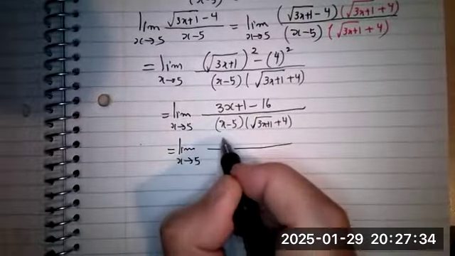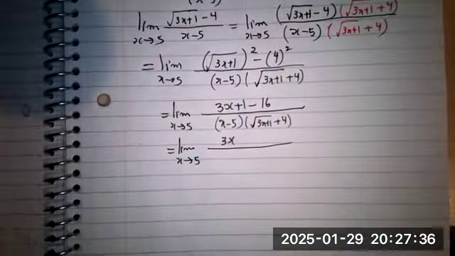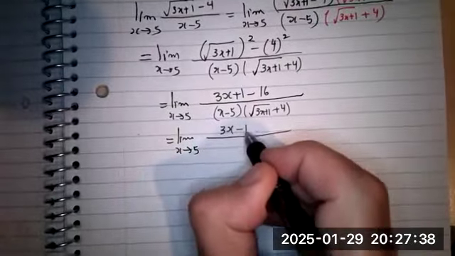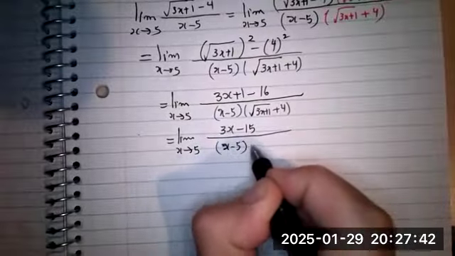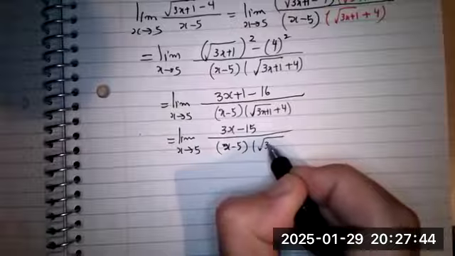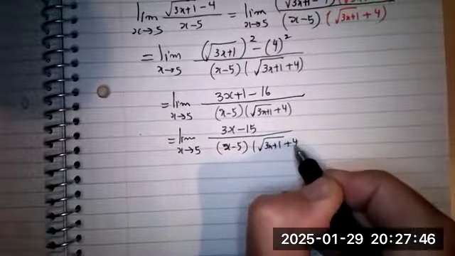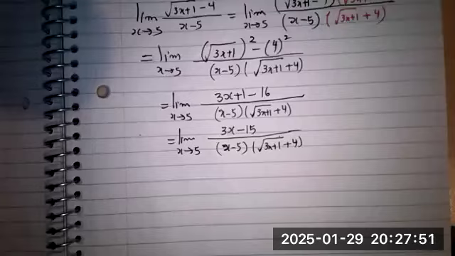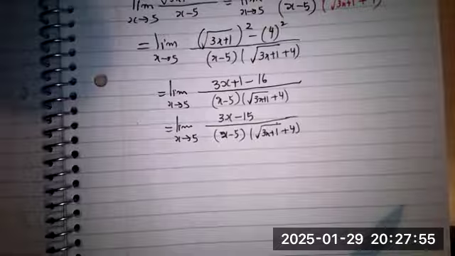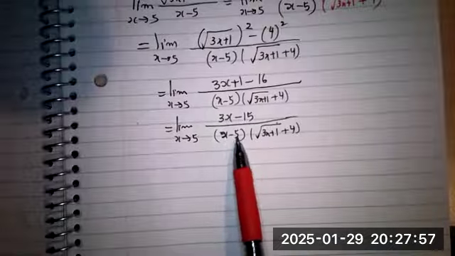On the top, combine the like terms, 3x. 1 minus 16 would be negative 15. This is going to be x minus 5 times radical 3x plus 1 plus 4. Any question? We need x minus 5 on the top. We have 3x minus 15. What are we going to do to get x minus 5 here? Factor out the 3.